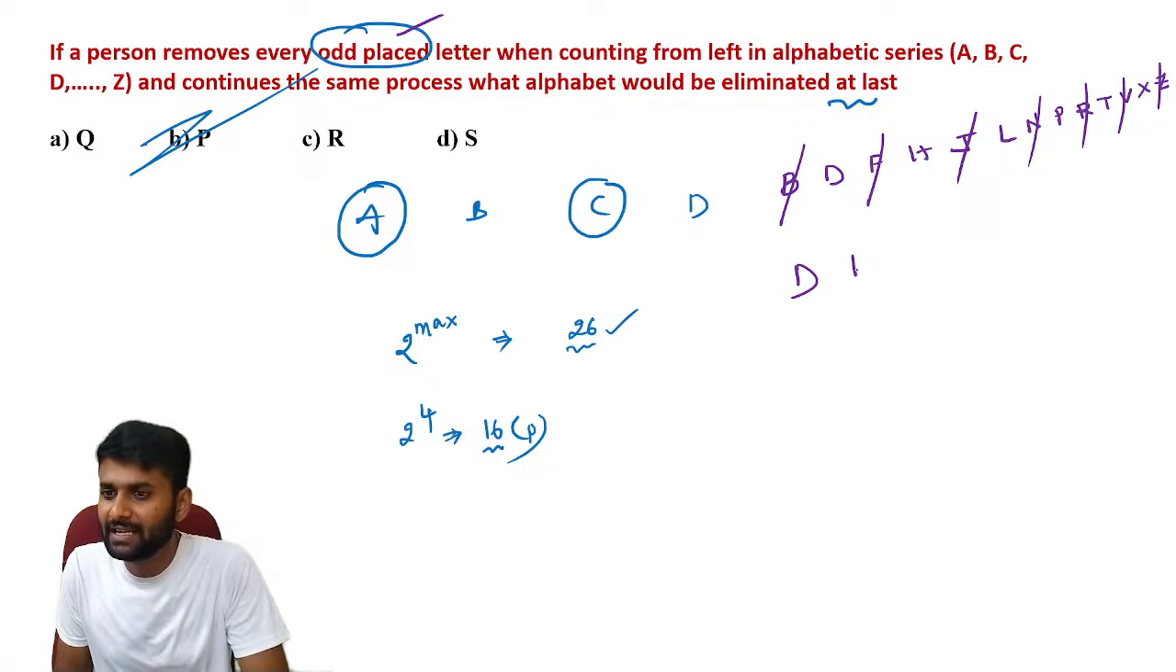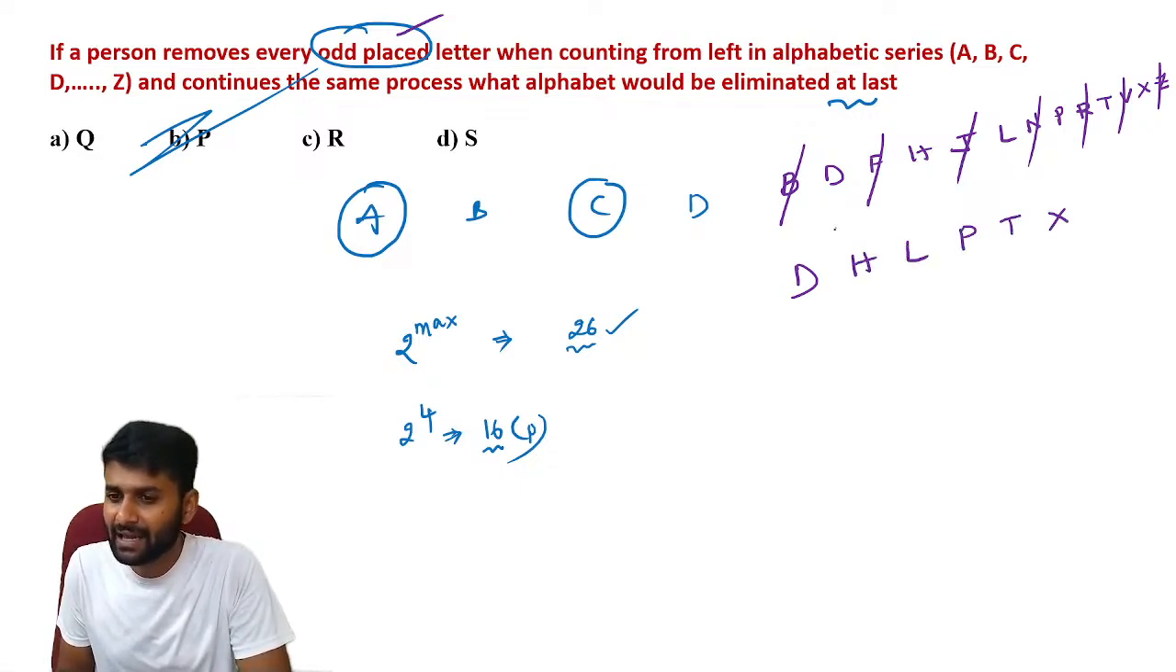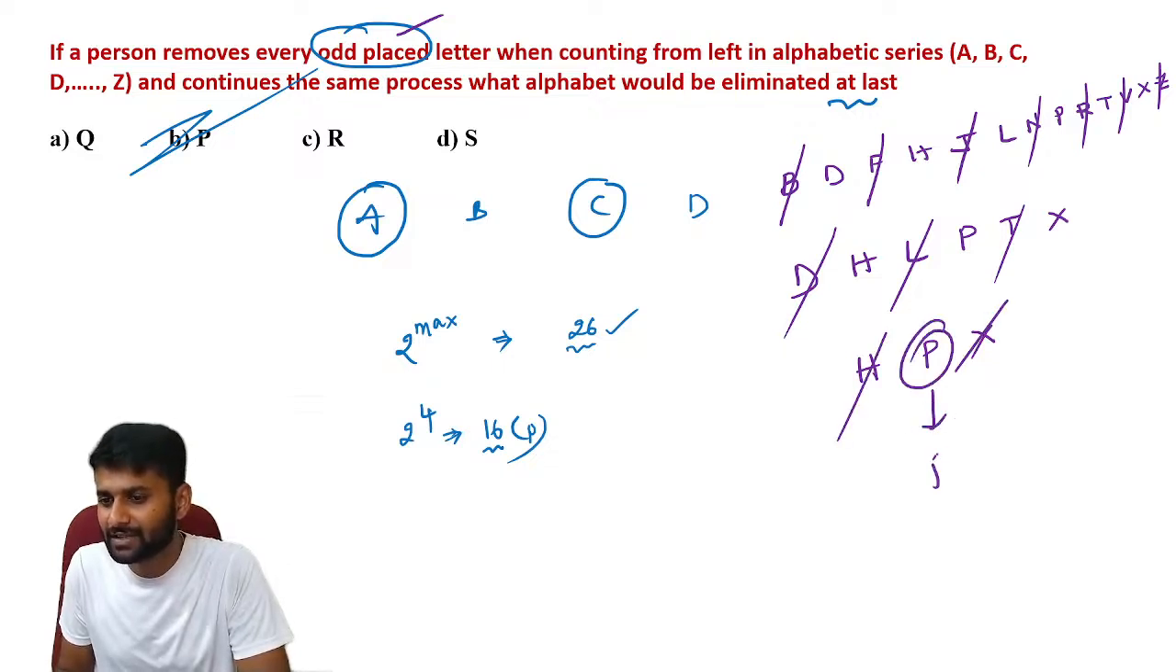Again, we are left with D, H, L, P, T, X. Again, D, L, T are removed. Finally, we have H, P, X. Again, H and X are removed. Finally, we are left with P.